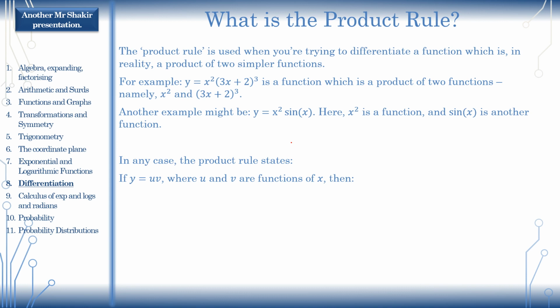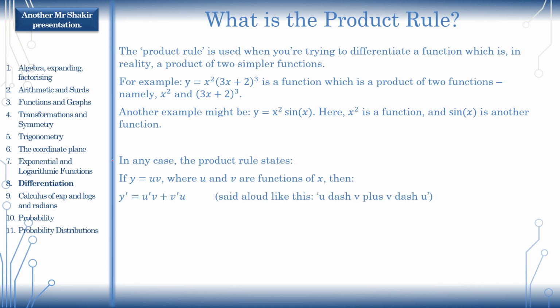And so anyway, what is the product rule? Well, the product rule says if you have y is equal to uv, where u is a function and v is a function, right? So x squared, you could say that's u, and sine x, you could say that's v. Or you could have that is u, and this is v. You get the idea. You have two functions being multiplied together, where u and v are functions of x. Then how do you differentiate it?